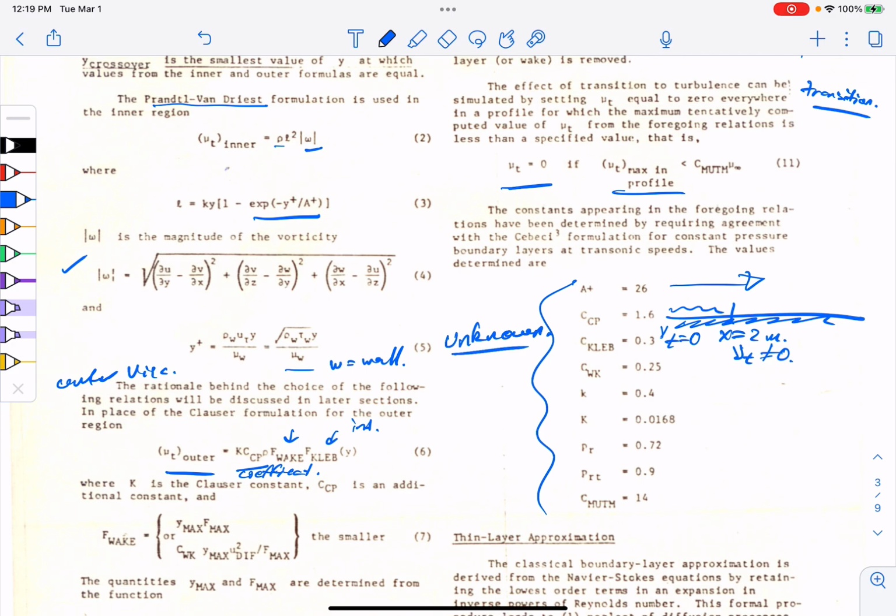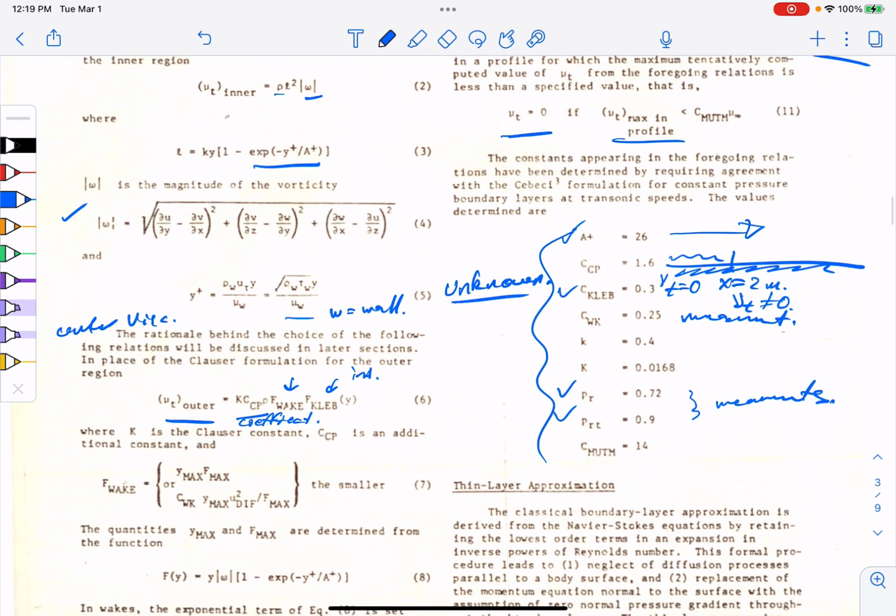So a lot of these are standard from before, like this one. A plus is 26, PR, PRT. These are measurements. The wake function, that's a measurement. And I'm honestly not completely sure about some of the other ones. But what he would do is set some of these to what we believe to be known values based on other studies or analytics, and then calibrate the others with experiments.